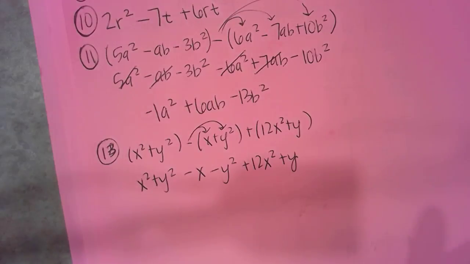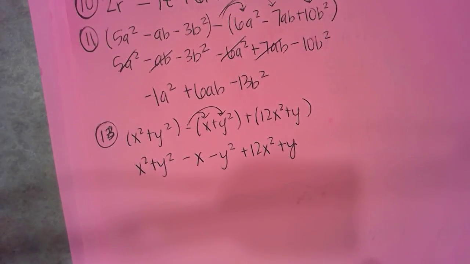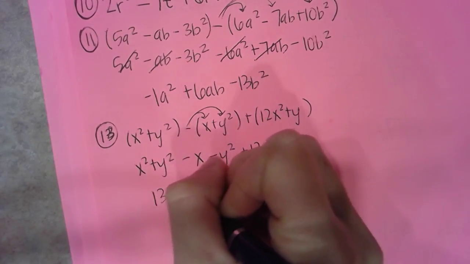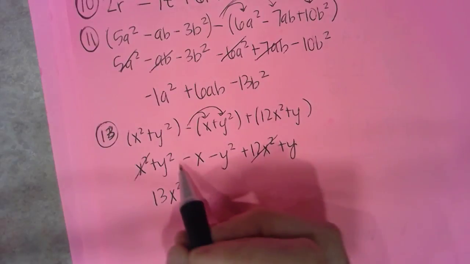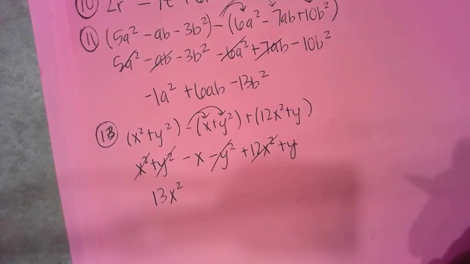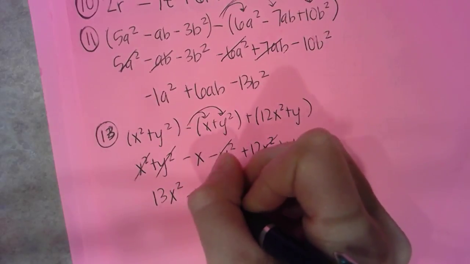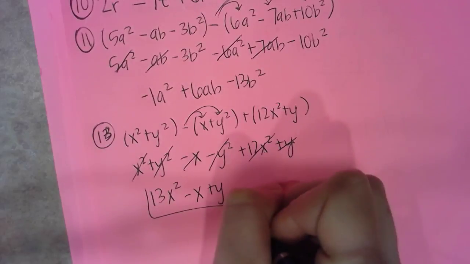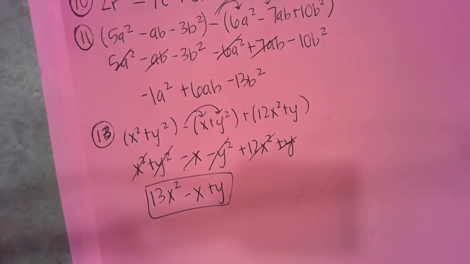If it does not have a negative, it does not need to change signs. Okay? Then I just combine like terms. I've got 1x squared and 12x squared to make 13x squared. I've got y squared and negative y squared, so those actually cancel each other out. And then I bring down a negative x, and I bring down a positive y. That's my answer. For number 14, it is similar.